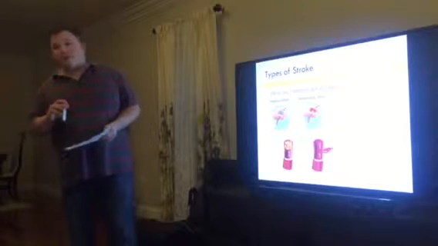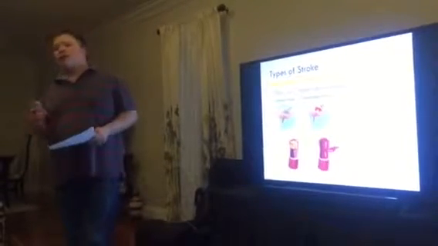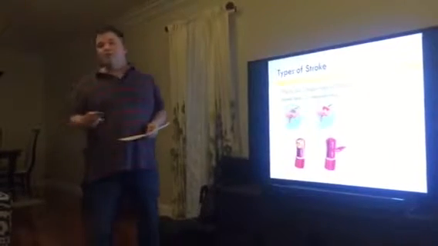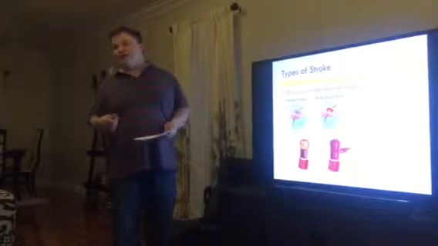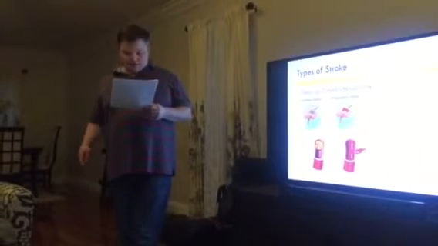There are two main types of stroke: ischemic and hemorrhagic. Ischemic is when a blood vessel is blocked off, and hemorrhagic is when a blood vessel bursts, leaking into the surrounding tissue in the brain.